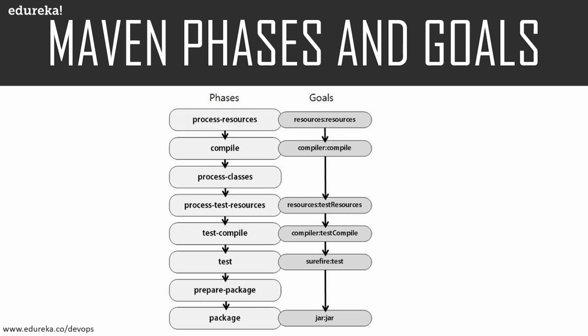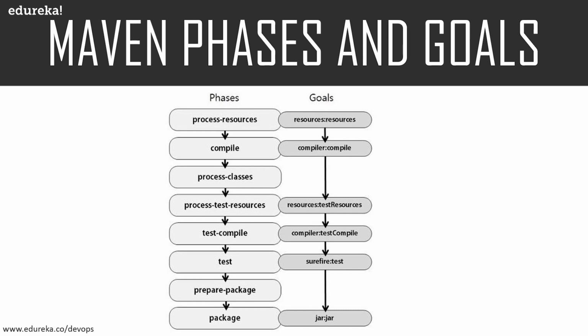The compile goal from the compiler plugin is bound to the compile phase. The compiler testCompile is bound to the test compile phase. Surefire test is bound to the test phase. jar:jar is bound to the package phase. So this was all about the Maven goals.